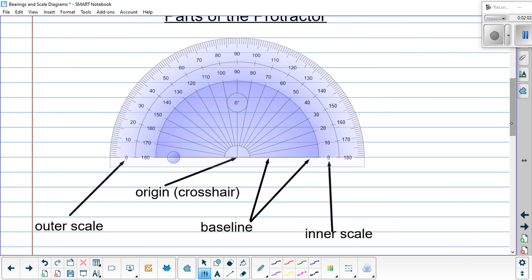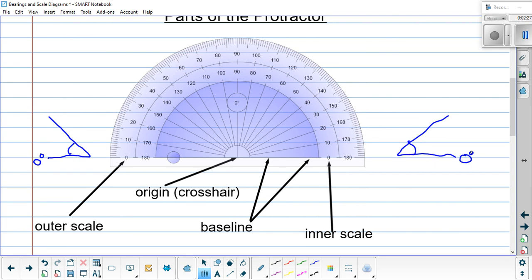So, outer scale. We use the outer scale when we have angles facing that way. That is because we want to have this as our 0 point, so 0 degrees, and then we'll measure up to some angle. Conversely, if we have an angle the opposite way, it would make more sense to have our 0 point start here, which is our inner scale.